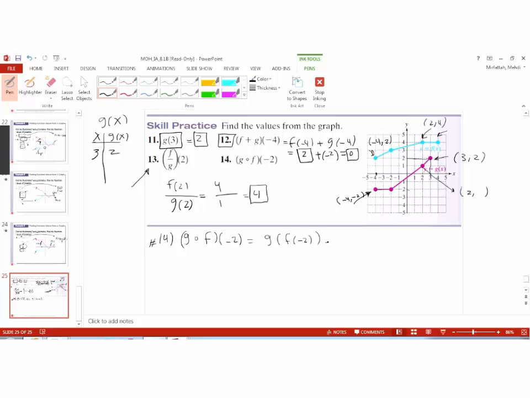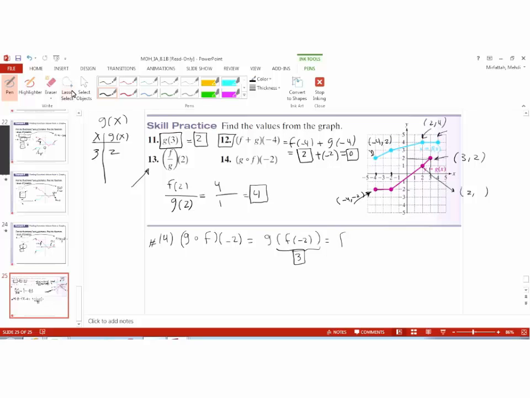And then you find what next? And then you have to find what F of negative 2 is first. What is that? It is 3. 3, right. At this point right there, if x equal to negative 2, y is equal to 3. And then you find what G of 3 is.